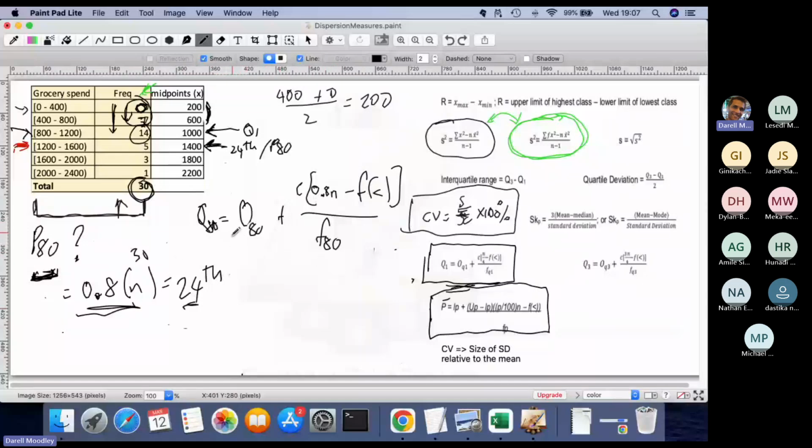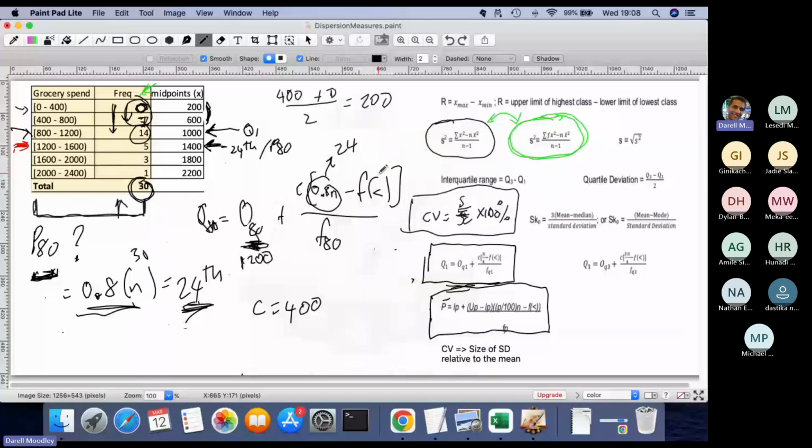So the same principle applies. This is the lower limit of that interval, which is 1,200. The C is your class width, and that doesn't change. Your class width for every row is the same, so C is still 400. The 0.8N we worked out already. It's 24.